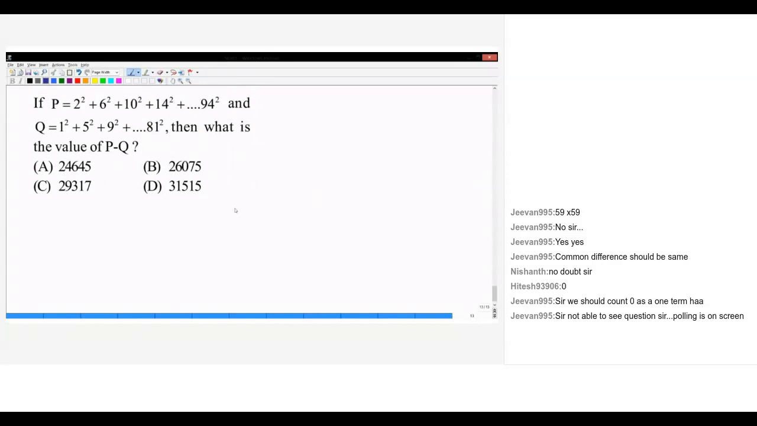P is equal to 2 square plus 6 square plus 10 square plus 14 square and so on. Q is equal to this one. Then the value of P minus Q. Here you can easily say there are 20 numbers. How many numbers are there in Q? There are 20. Right? You can use the formula to find out the number of terms: last term minus first term divided by the difference, plus 1 anyway.